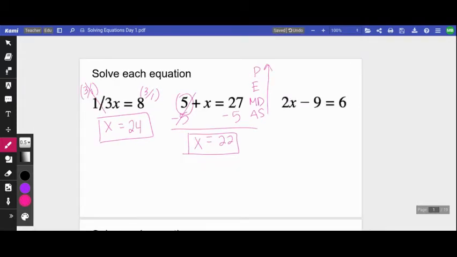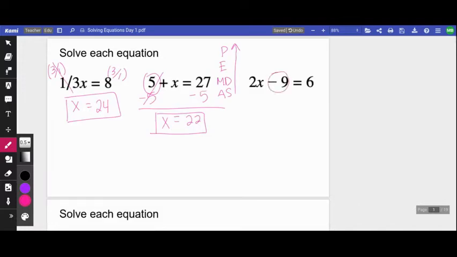In other words, I want to get rid of this minus 9. Well, the inverse of subtraction is addition, so I'm going to add 9 to both sides. That leaves me with 2x is equal to 15. Next, I need to get rid of the fact that x is being multiplied by 2. The inverse of multiplication is division, so I'm going to divide both sides of the equal sign by 2, and that leaves me with x is equal to 7.5.